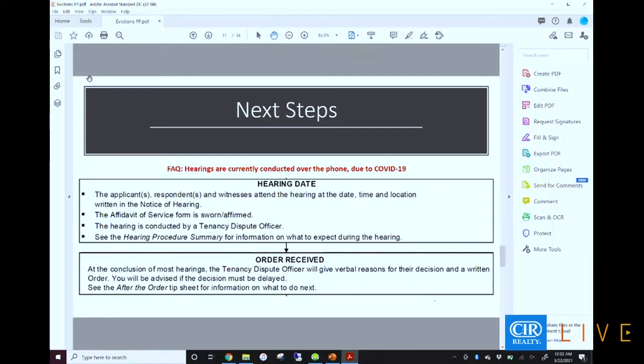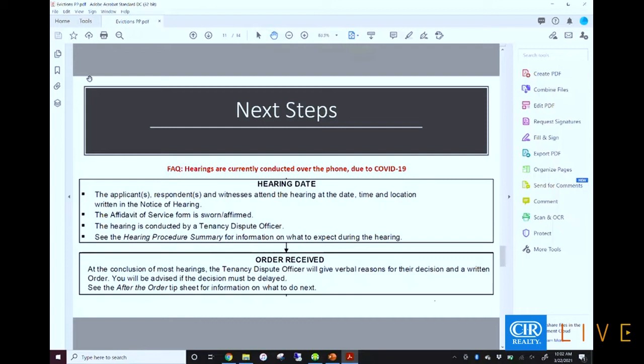So you have to be able to be on the phone. They give you a 2-hour window, and they will call you anytime within those 2 hours. So the applicant and the respondent and any witnesses need to be there on the phone for the hearing date and time and location. Now, witnesses are more for damage or if something actually happened to the property, but in non-payment of rent, there are typically no witnesses. That's on the written notice. Then they do an affidavit of service, and then the hearing is conducted.